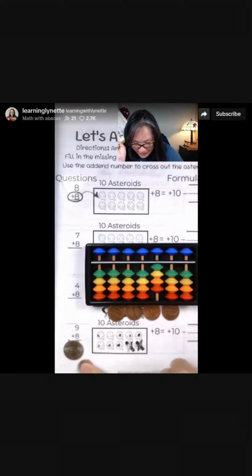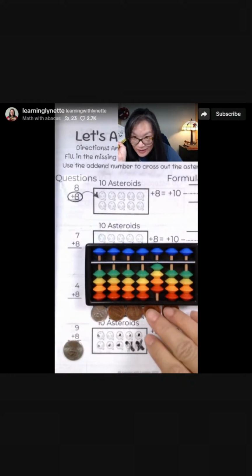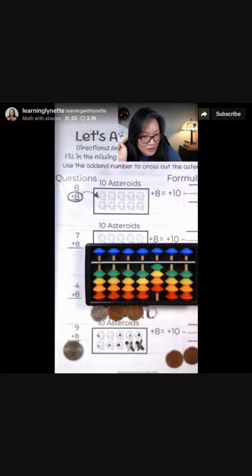I can show you my abacus. I add 10 cents, 1, 0. Take away the 2. My final answer is 12.